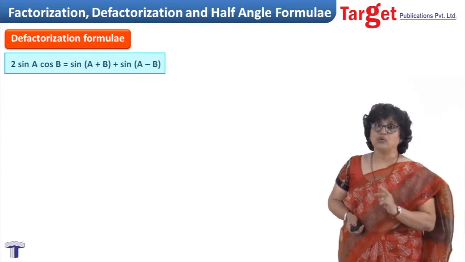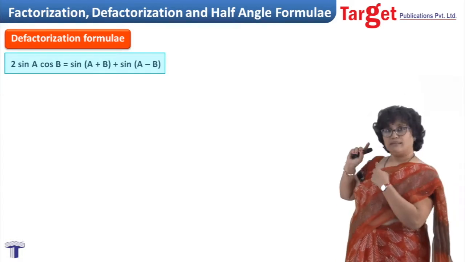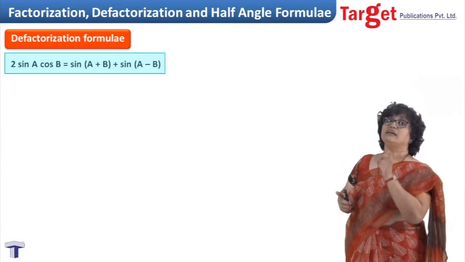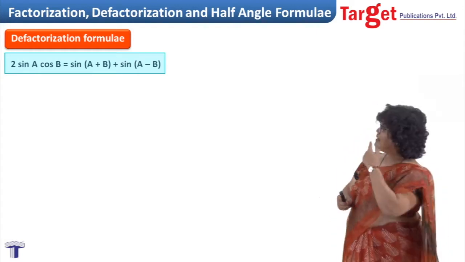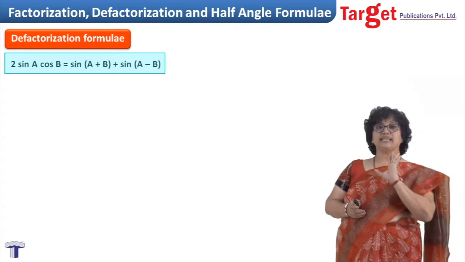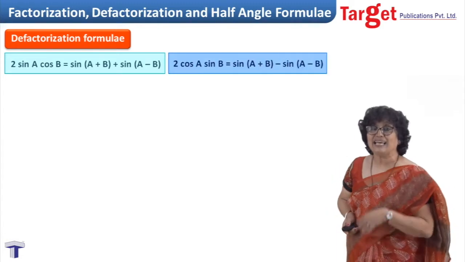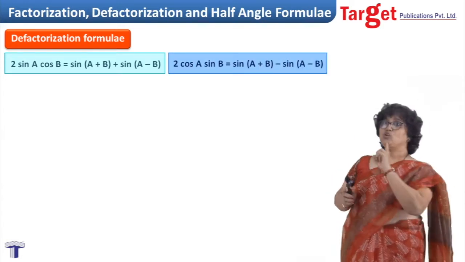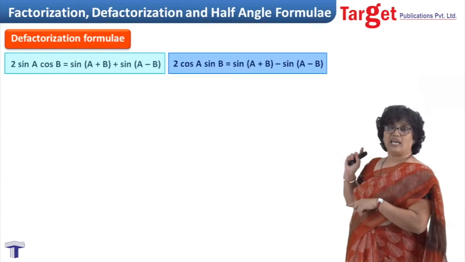Now if you add those two, then plus cos A sin B and minus cos A sin B will get cancelled. And the sine A cos B term will come twice. And hence, the left hand side is 2 sine A cos B. So 2 sine A cos B is sine A plus B plus sine A minus B. Now similarly, I can write 2 cos A sin B also. 2 cos A sin B is sine A plus B minus sine A minus B.